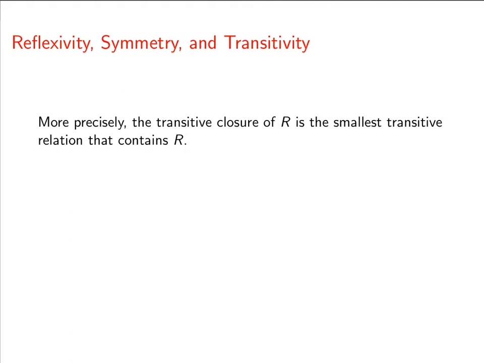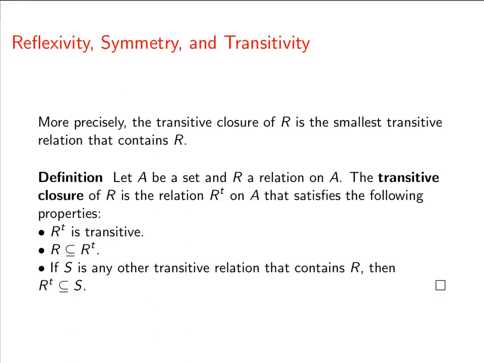A more precise definition would be to say that the transitive closure of a relation is the smallest transitive relation that contains R. Let's give a precise definition. Let's say that A is a set and R is a relation on A. We'll say that the transitive closure of R is the relation, and we're going to use this notation, R with a superscript T.